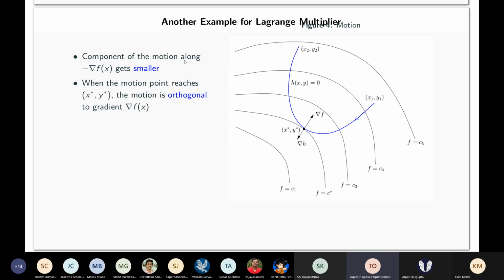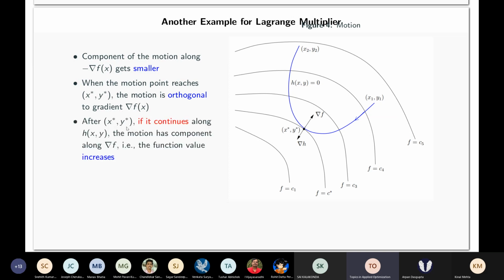So the component of the motion along minus grad f gets smaller. As you are moving along, the component of the motion along this gets smaller. When the motion reaches this, the motion is orthogonal to grad f(x). After this, if it continues along this, the motion has a component along grad f, and the function value will decrease. So it's like there is a further addition that is going on here.